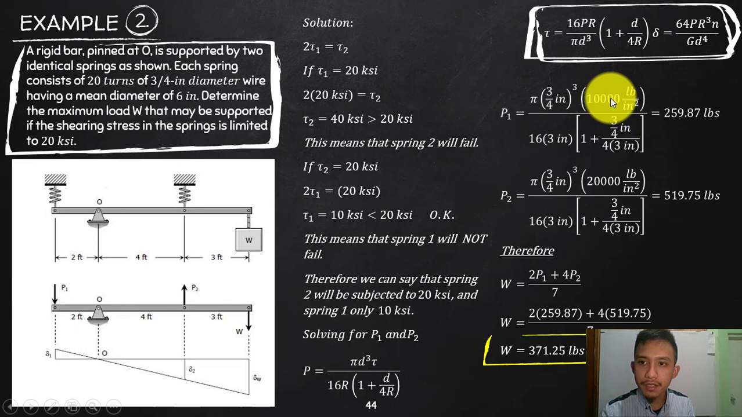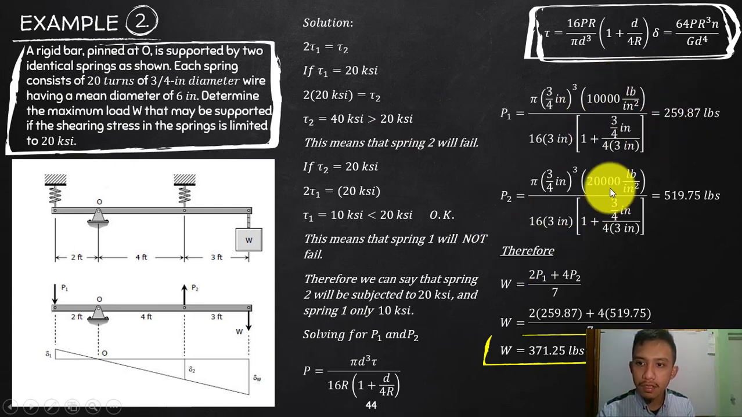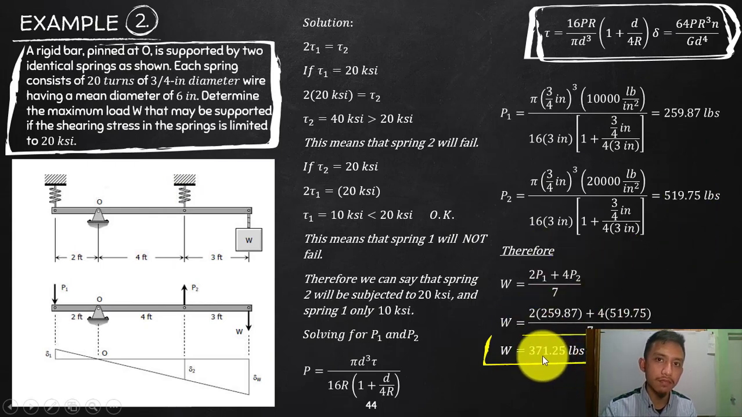So for the first spring, 10 KSI, in PSI that will be 10,000. So your P1 is 259.87 pounds, and then change that one to 20,000 pounds per square inch, 519.75 pounds. So these are the P being handled by your springs, P1, P2. And then substitute, you will end up with the W. So that is the answer for this problem.